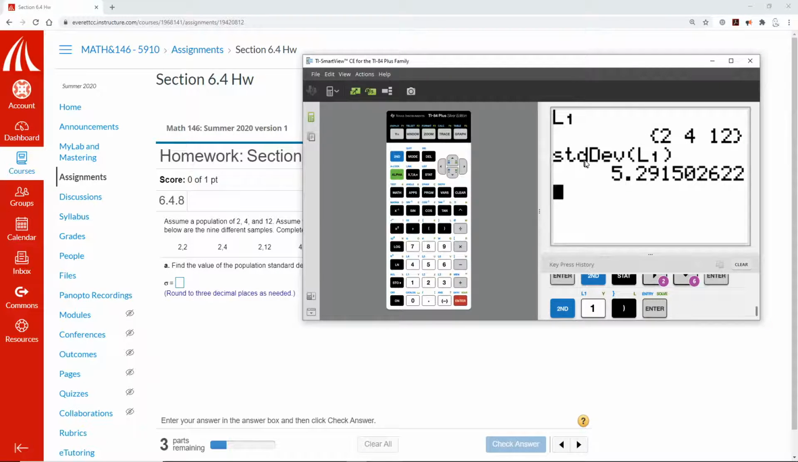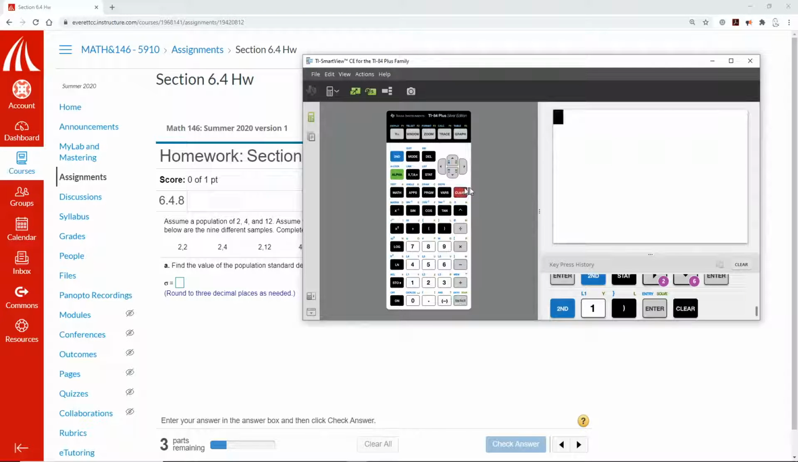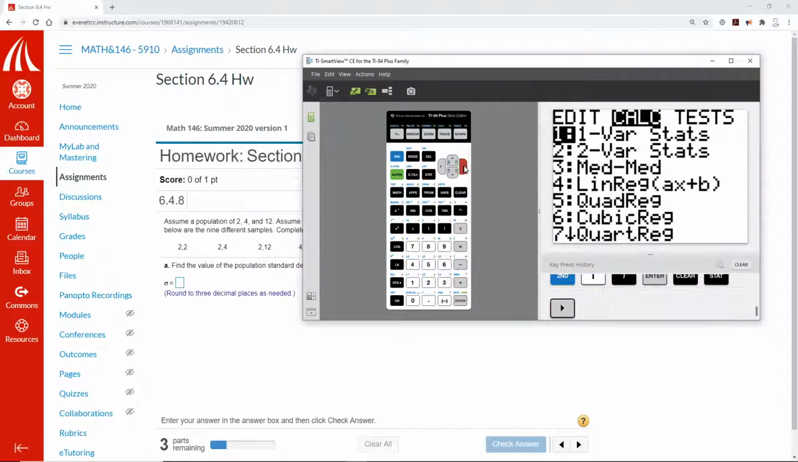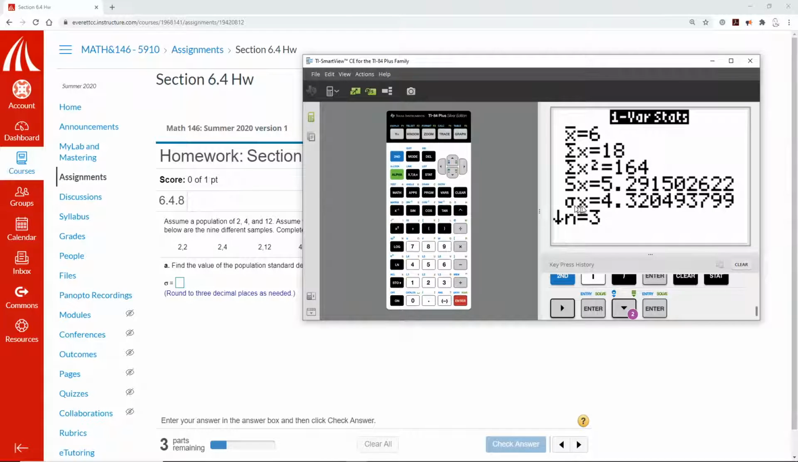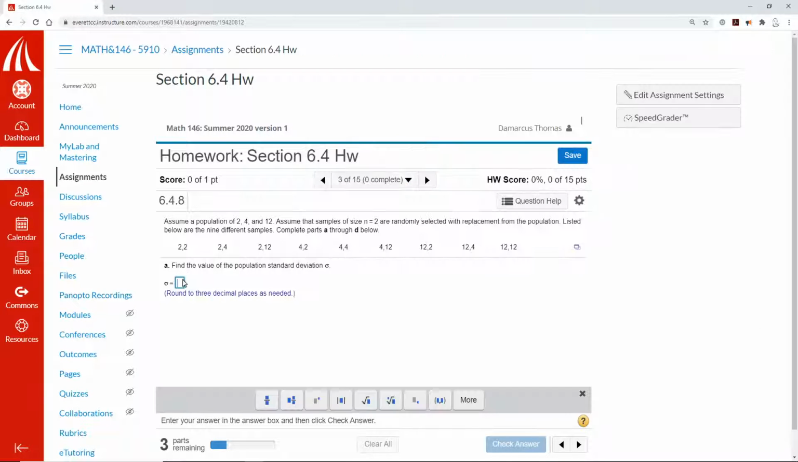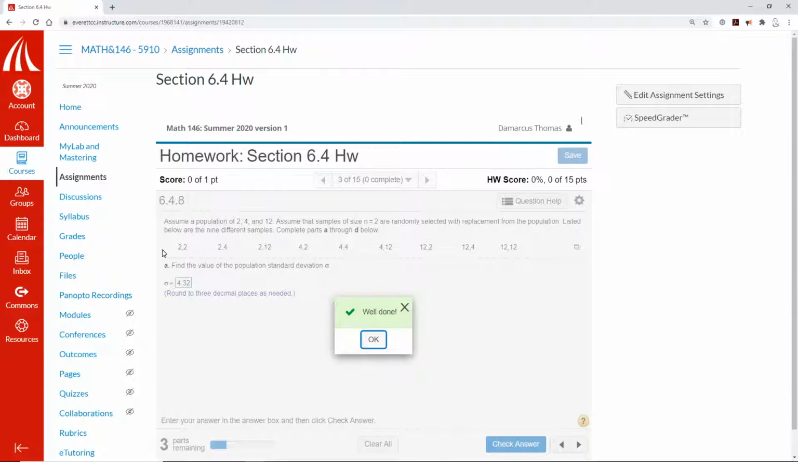So in order to get the population deviation, I have to do one var stats. So I go into stat and go over to calc. One var stats, choose L1, and little sigma x is the population deviation, 4.32. And they want me to round it to 3 places. So 4.320. You can drop the 0. It's not significant.